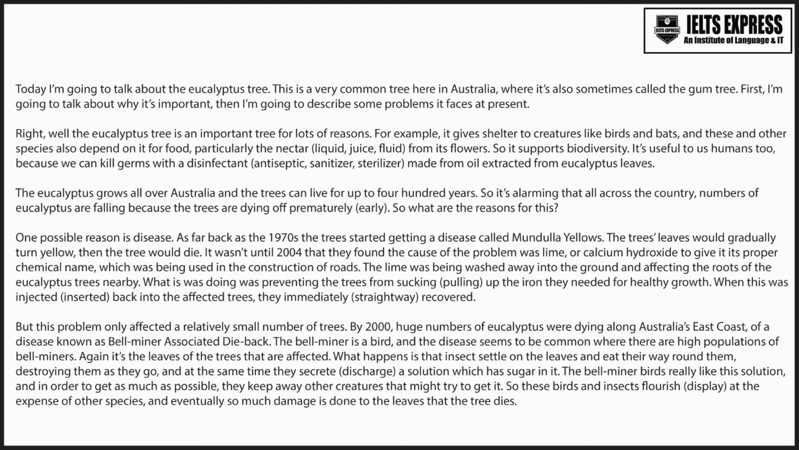What happens is that insects settle on the leaves and eat their way round them, destroying them as they go, and at the same time they secrete a solution which has sugar in it. The bell miner birds really like this solution, and in order to get as much as possible, they keep away other creatures that might try to get it. So these birds and insects flourish at the expense of other species, and eventually so much damage is done to the leaves that the tree dies.